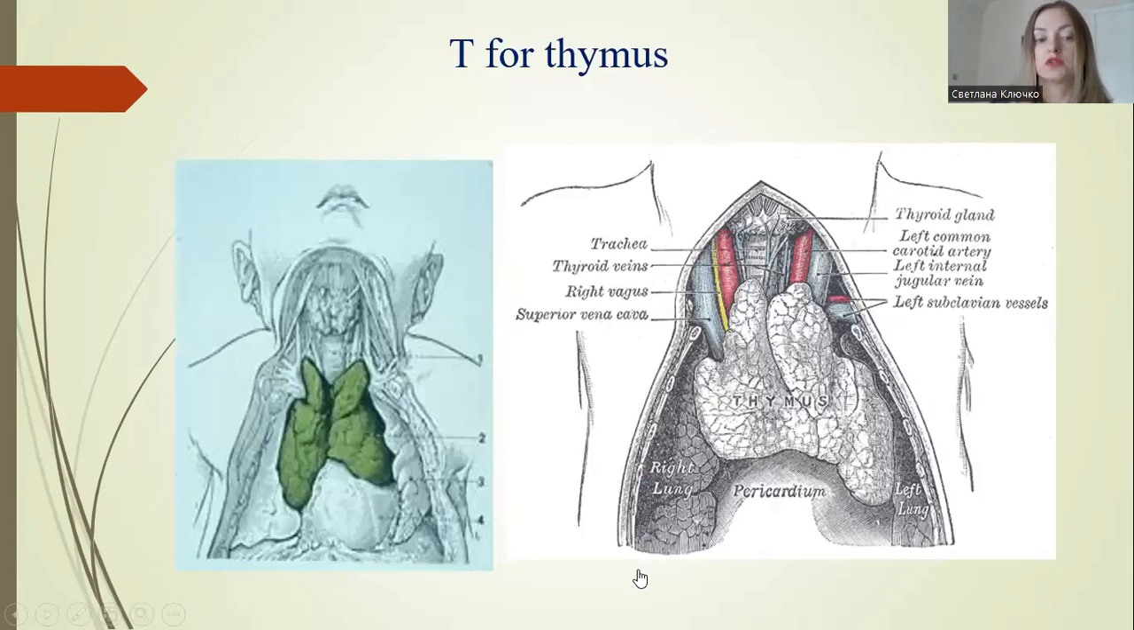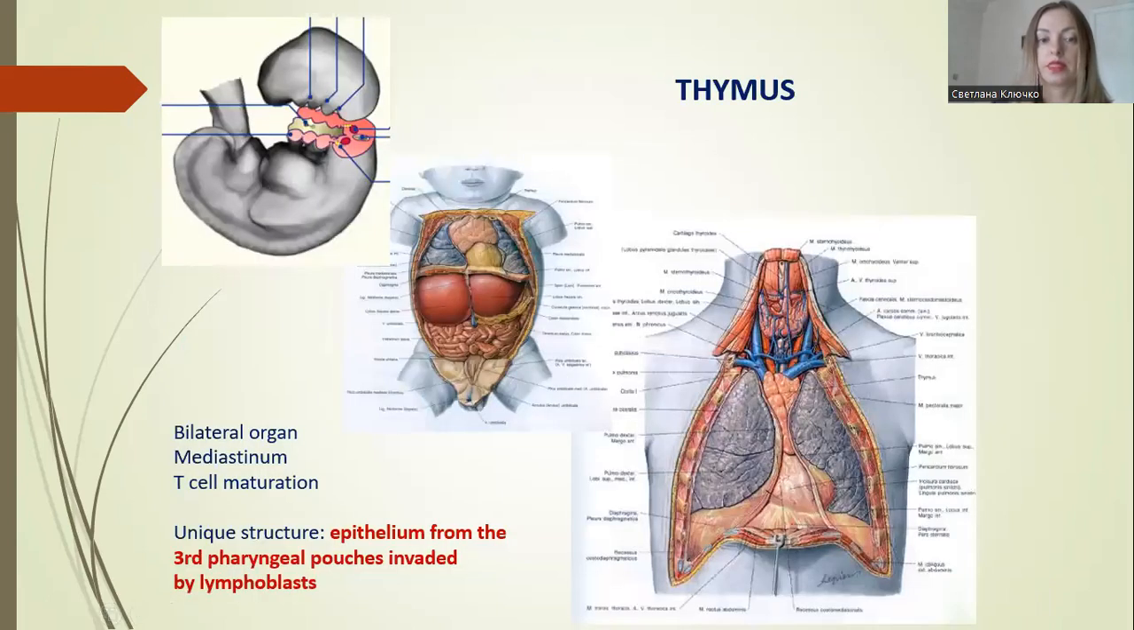Next, thymus. This is a bilateral organ. It is located in mediastinum and provides T-cell maturation. Thymus has unique stroma structure. Epithelium of thymus is derived from the third pharyngeal pouches invaded by lymphocytes. You can see in embryo.